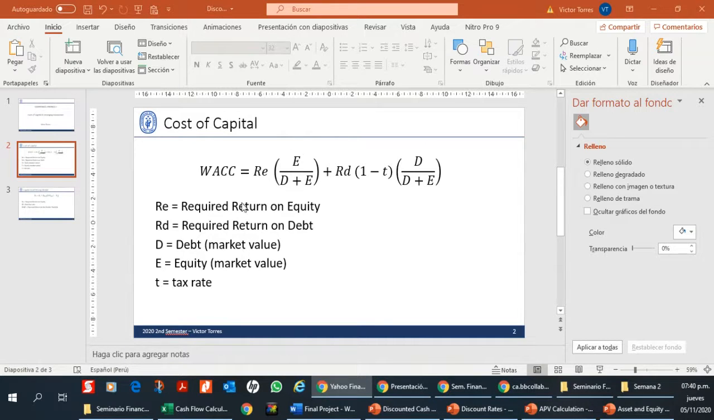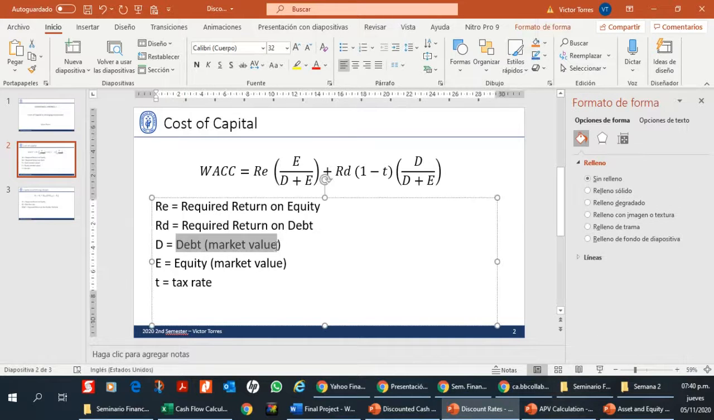Logically, these things are weighted by the proportion of equity over the total debt plus equity of the company, and similarly for the debt. The key element here is to think about market values. That's where the problem arises, because it's very difficult to come up with the market value of debt or the market value of equity if the company is not public, or if the company has not issued any debt into the market. If the company has no bonds, the market value of debt that you try to estimate is going to be basically the historical value that the company has on its balance sheet.